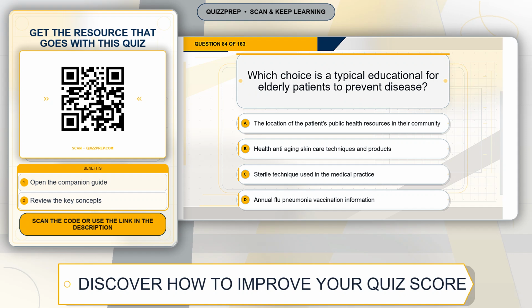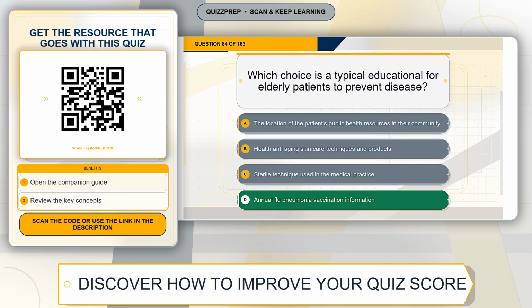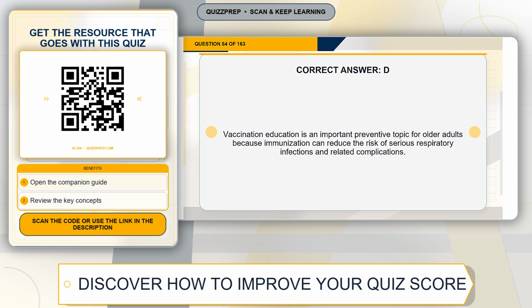Question 84. Which choice is a typical educational topic for elderly patients to prevent disease? Option A, the location of the patient's public health resources in their community. Option B, anti-aging skin care techniques and products. Option C, sterile technique used in the medical practice. Option D, annual flu and pneumonia vaccination information. The correct answer is option D, annual flu and pneumonia vaccination information. Explanation. Vaccination education is an important preventive topic for older adults because immunization can reduce the risk of serious respiratory infections and related complications.